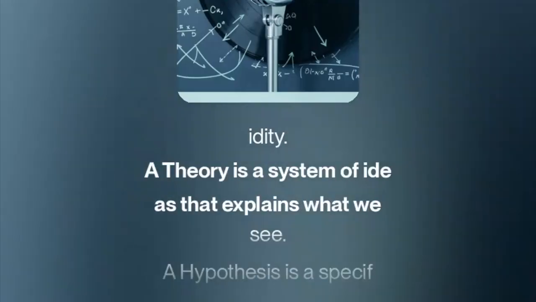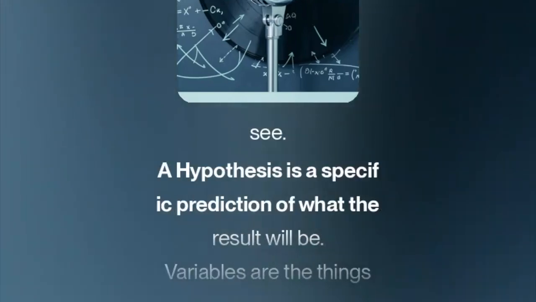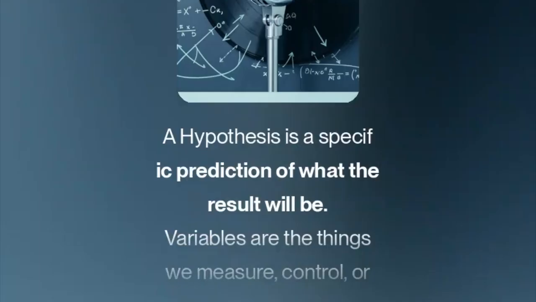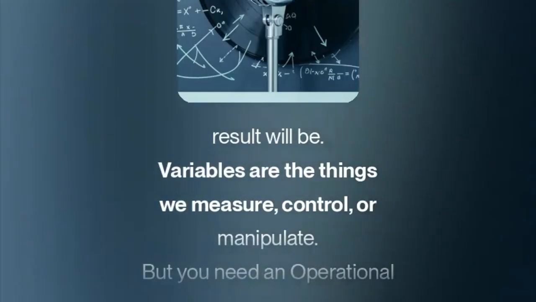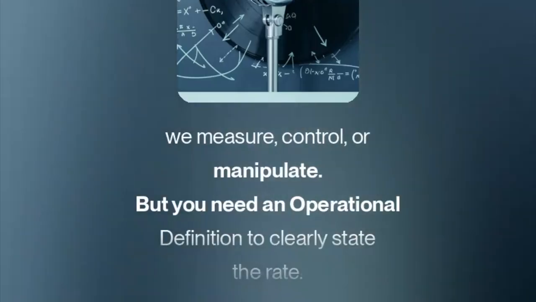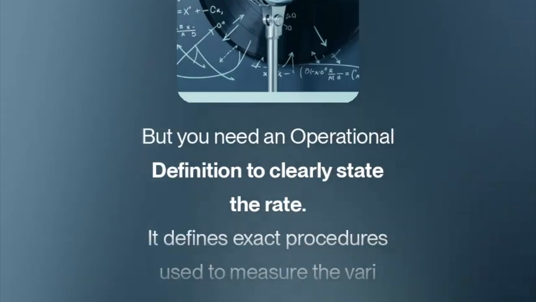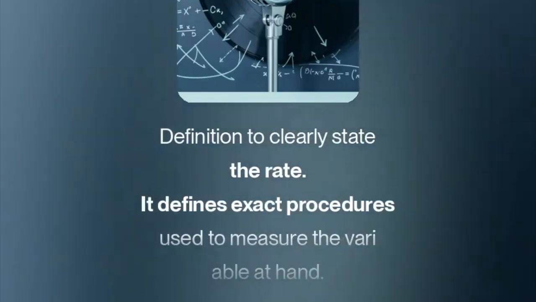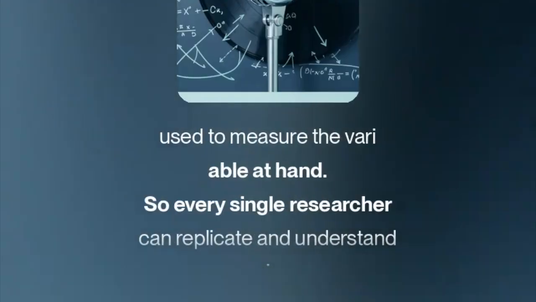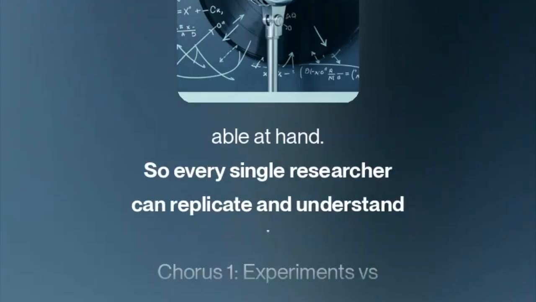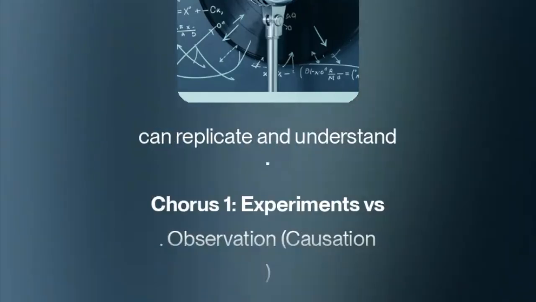A theory is a system of ideas that explains what we see. A hypothesis is a specific prediction of what the result will be. Variables are the things we measure, control, or manipulate. But you need an operational definition to clearly state the rate. It defines exact procedures used to measure the variable at hand, so every single researcher can replicate and understand.